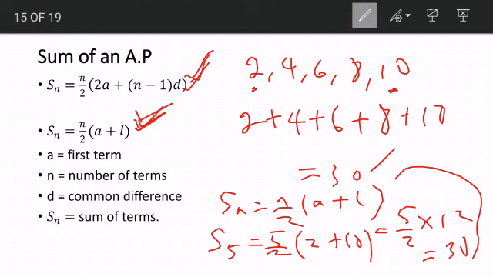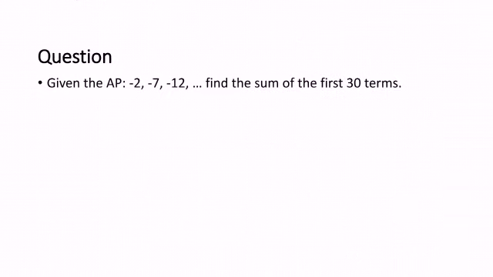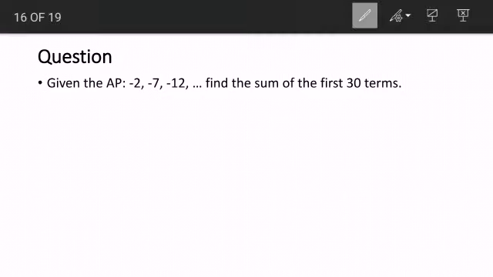A there represents the first term, n the number of terms, d the common difference, and Sn is the sum of terms. Now let's look at this question here. We are given the AP minus 2, minus 7, minus 12. Find the sum of the first 30 terms.